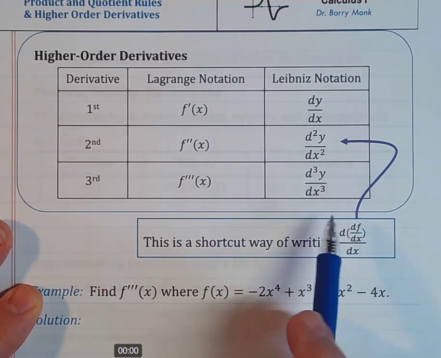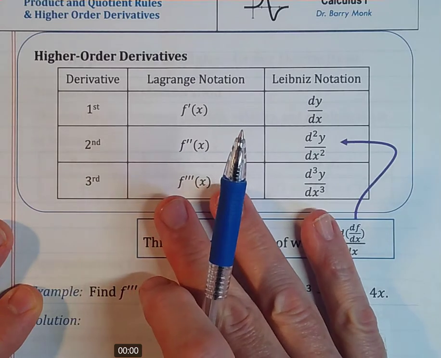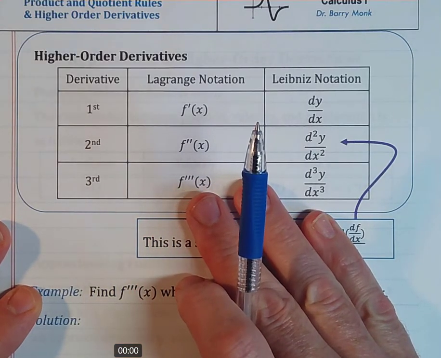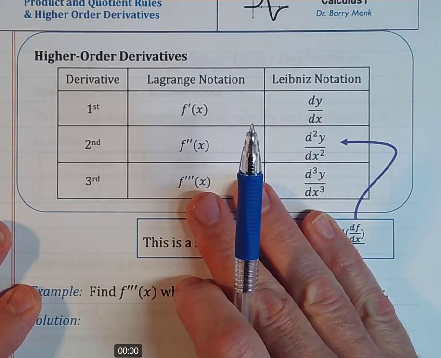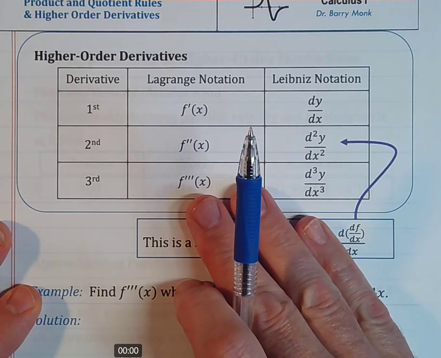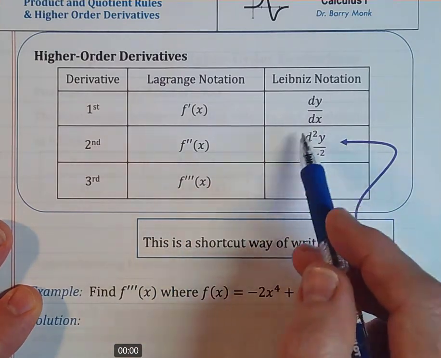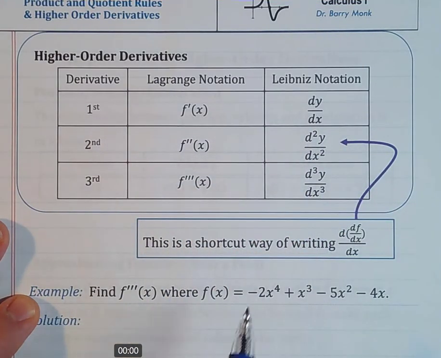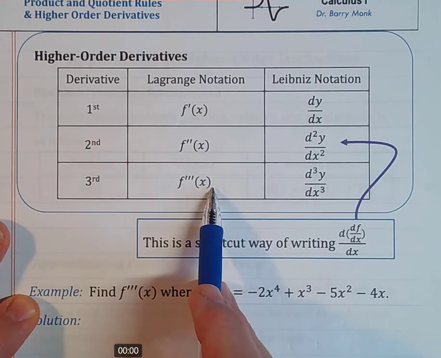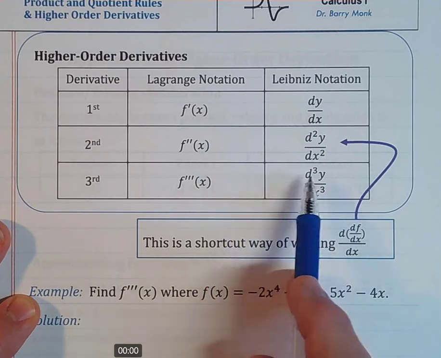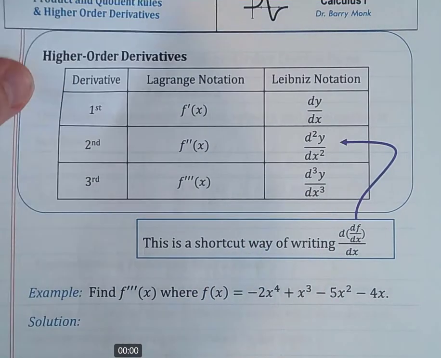If you go in here, let's ignore this part of it, and you just have a df dx, so that's just the first derivative. And then we take the derivative of that again, so we get a d dx of that. Then all we're really doing here is making a little shortcut of that formula. Third derivative, f triple prime, d cubed y over dx cubed. So these are just the notation for writing that.